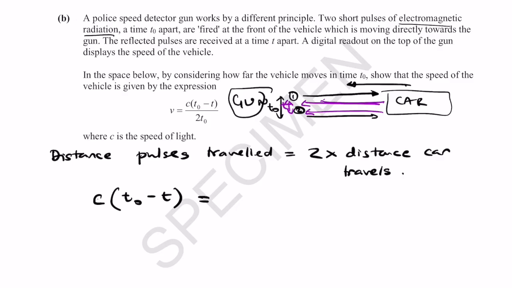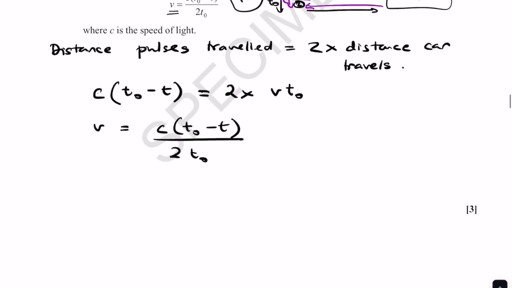And that is equal to 2 times the distance traveled by the car. It says v is the vehicle speed, so it's traveling with that, and the distance is therefore v times t naught. So we can just say that v is equal to c(t naught minus t) over 2 t naught. There you go. So that's part B done.